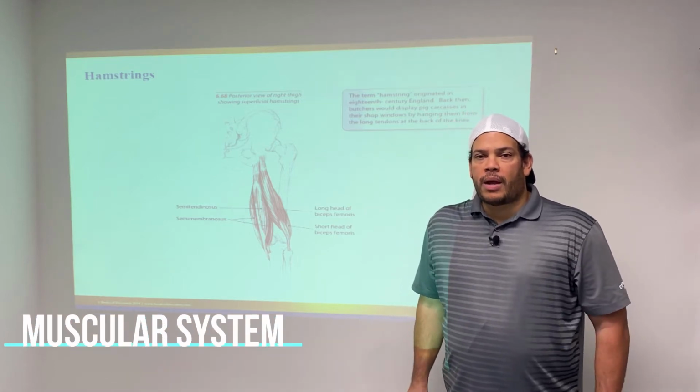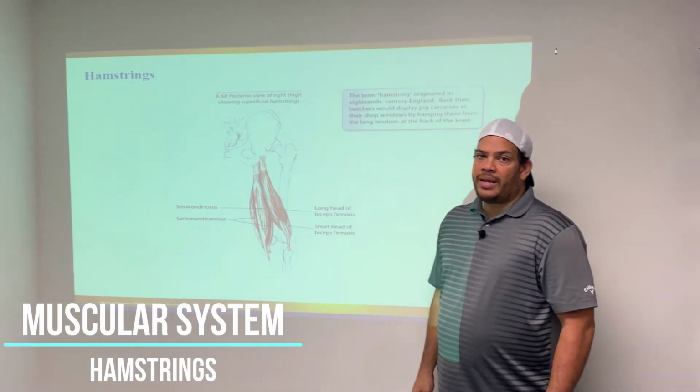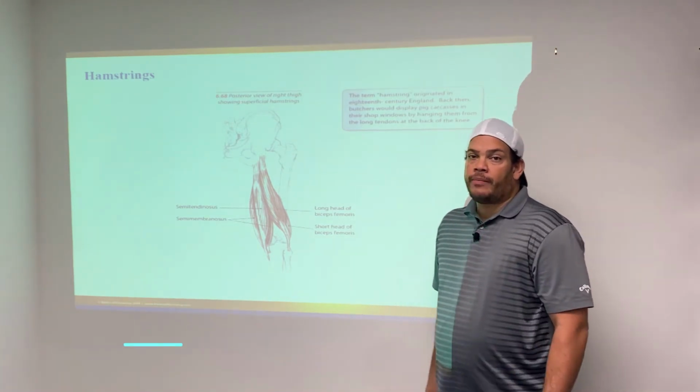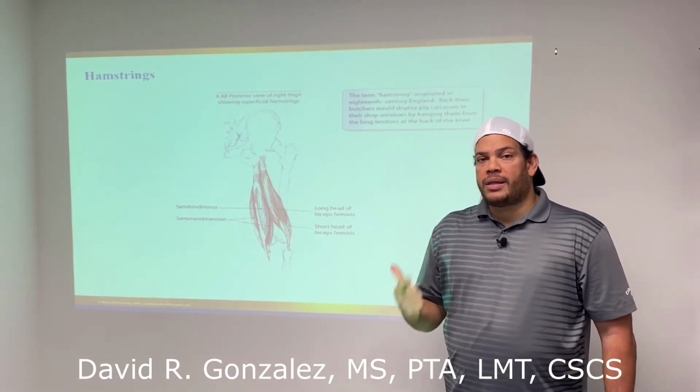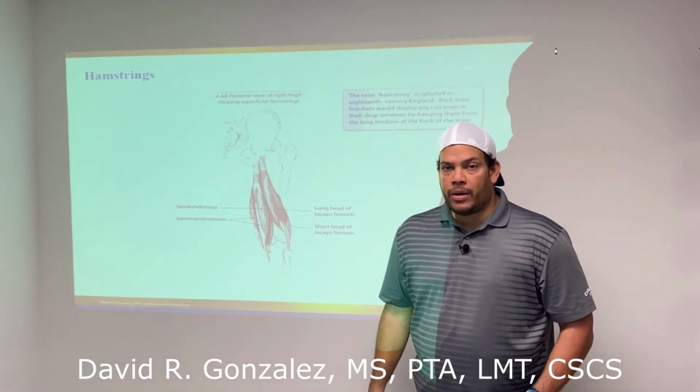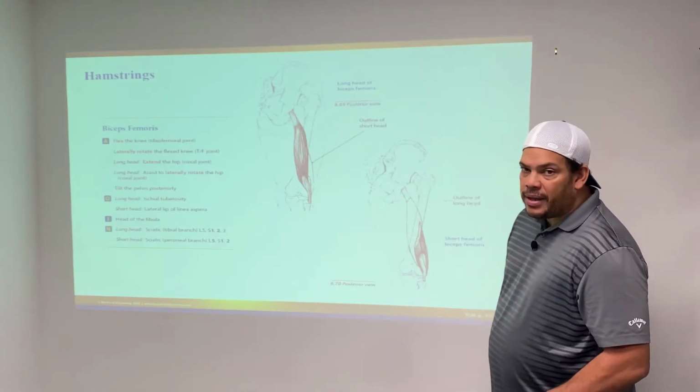Hello. This time we're going to talk about the hamstrings muscle group. The hamstring muscle group is the muscle located in the posterior aspect of the thigh. It's formed by three muscles: the biceps femoris, the semitendinosus, and the semimembranosus. So as we look at this picture, we're going to start with the biceps femoris.